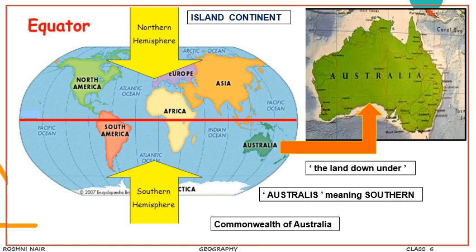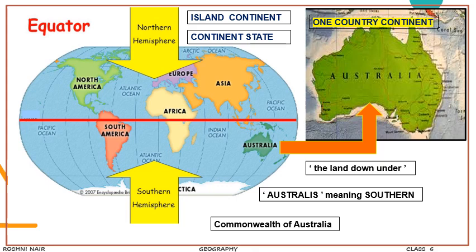We also understood that Australia is known by different popular names like island continent, continent state, one country continent, and also land of migrants. These are the four different popular names for this country.